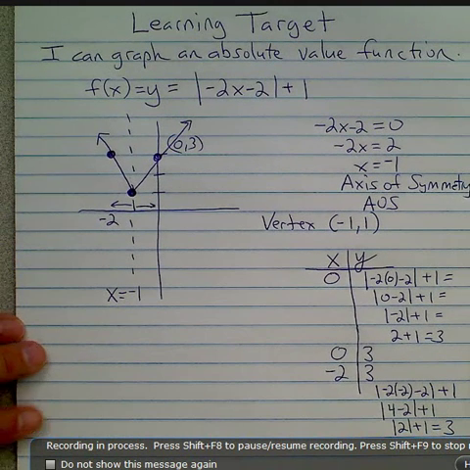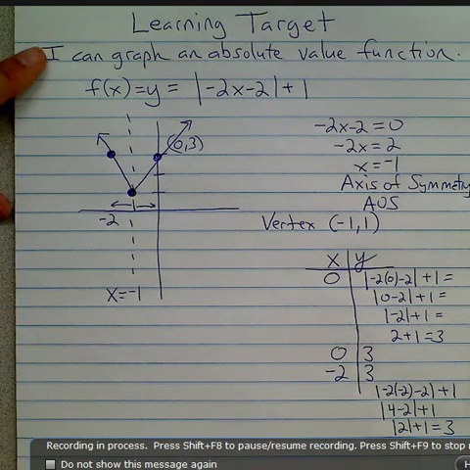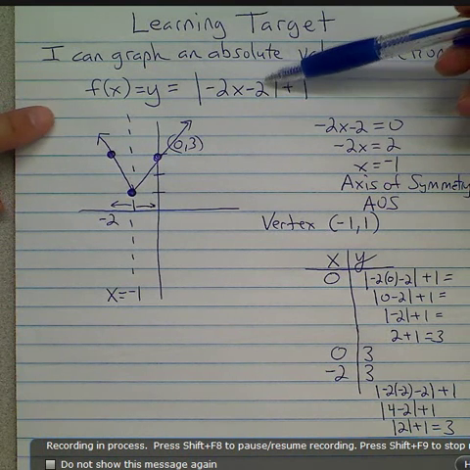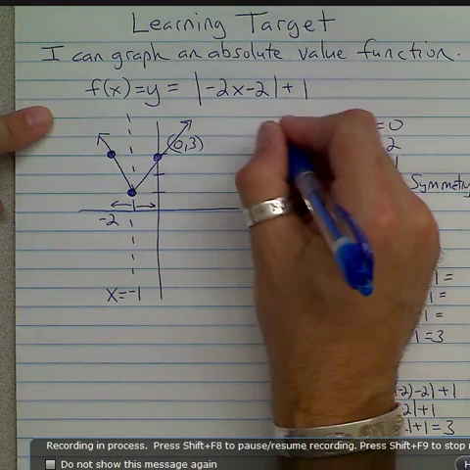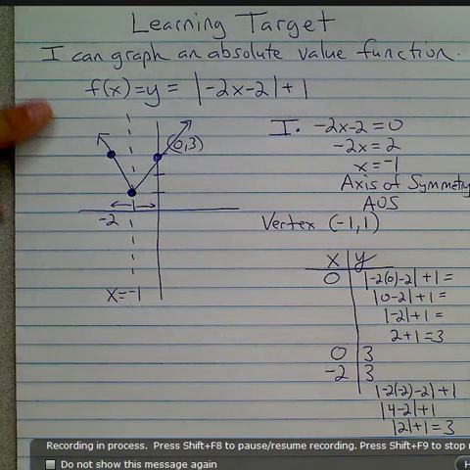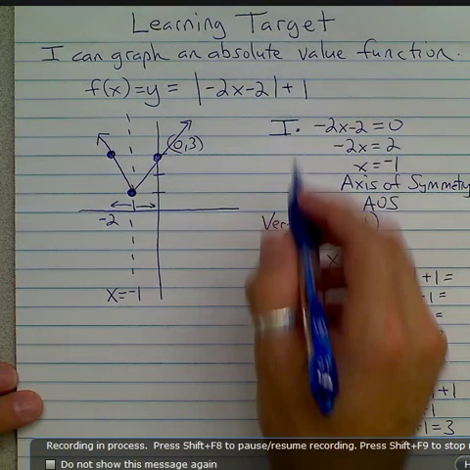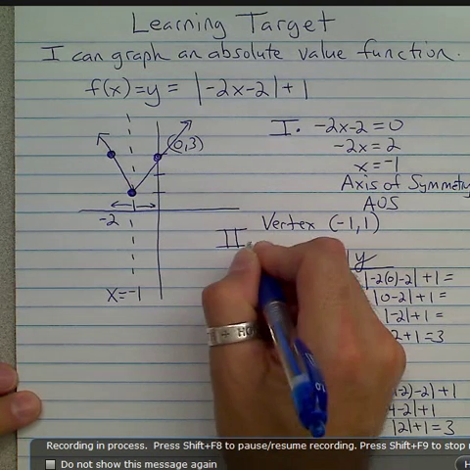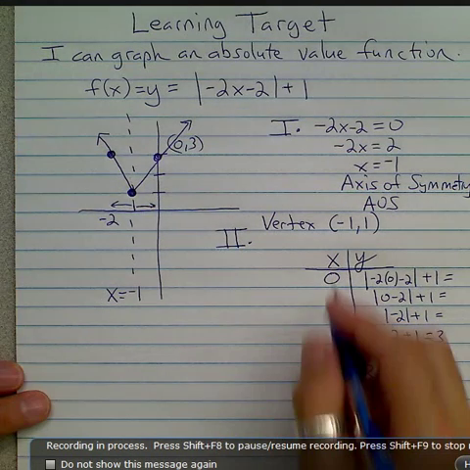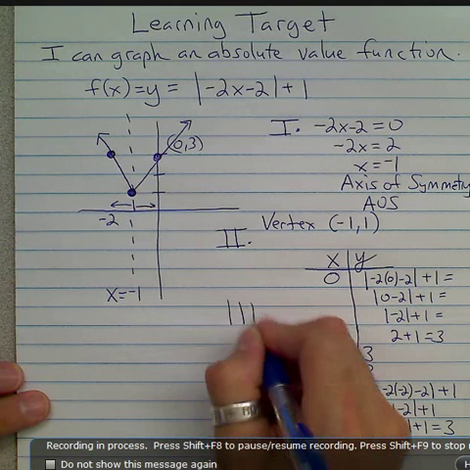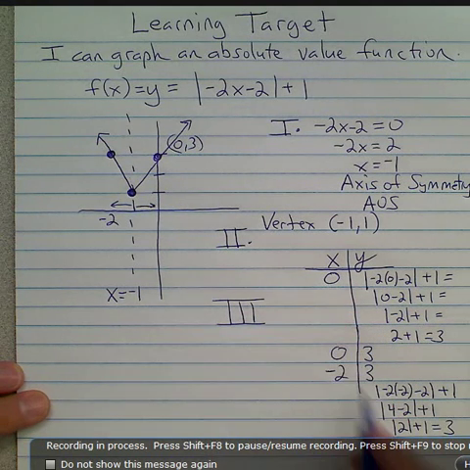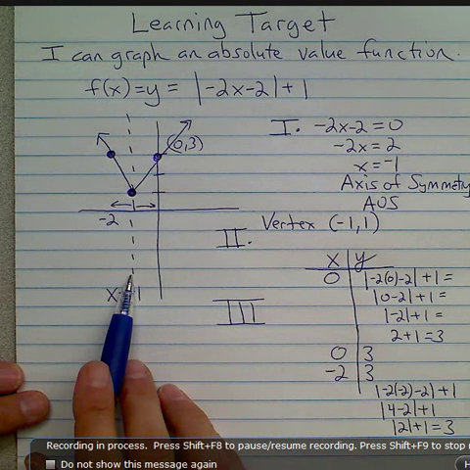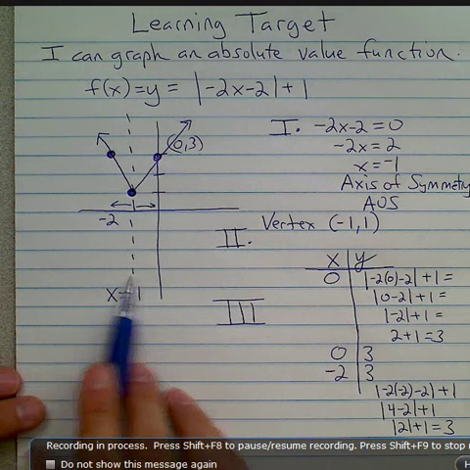So to graph an absolute value function that is rather complex inside the absolute value bars, our first step is to find that axis of symmetry. Once we find that axis of symmetry, we can find the vertex, and then we can also use our good old tool of plotting points and the axis of symmetry as a reflection to find two other points and draw our sketch.